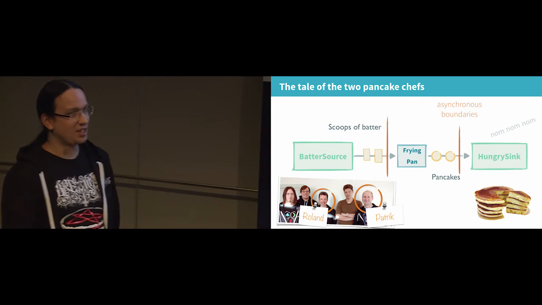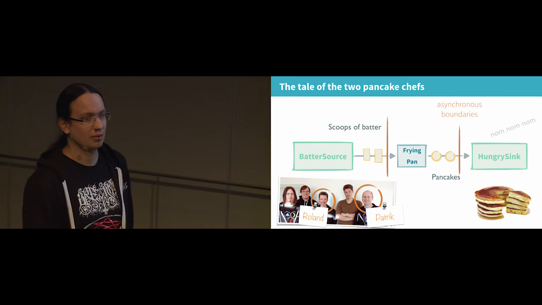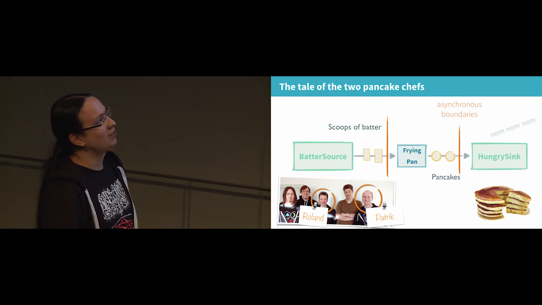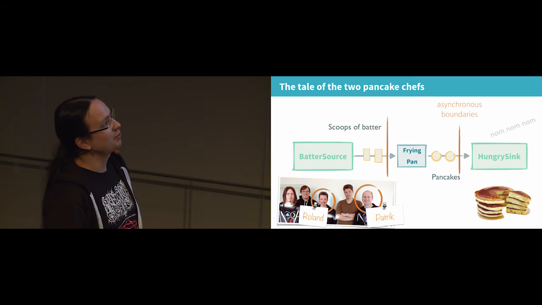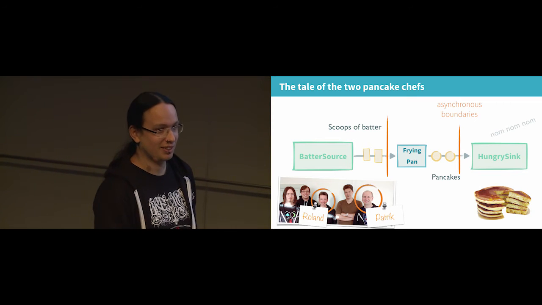Let's set the stage a bit. We have a source of batter, like the pancake sauce, cream, whatever. And we have scoops of it coming here over the stream. And we have a frying pan, and the frying pan will process those scoops into pancakes. And then in the other end, we have this hungry nom nom nom sink who will eat the pancakes.